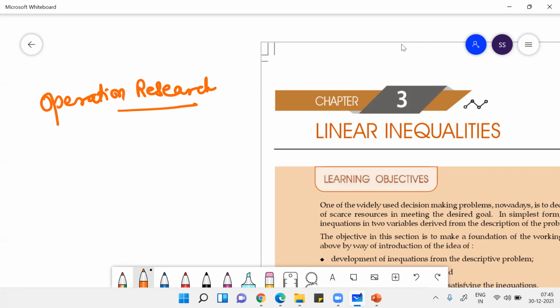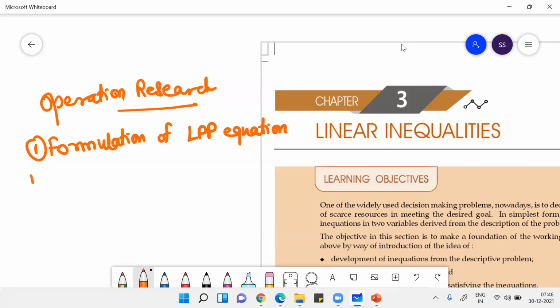So in this linear inequality chapter in CA Foundation, primarily you need to learn two things. One is called formulation of linear programming equation, formulation of LPP equation. LPP stands for linear programming problems. You need to learn how to write an equation whenever an LPP scenario, a scenario of constraints, is given to you, how you can formulate the equation.